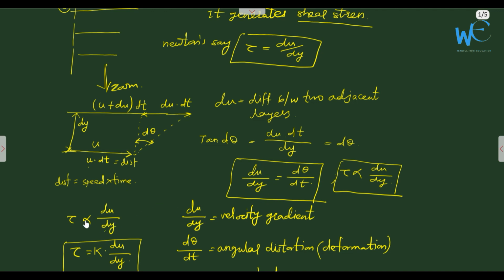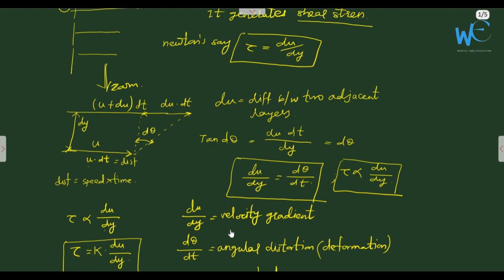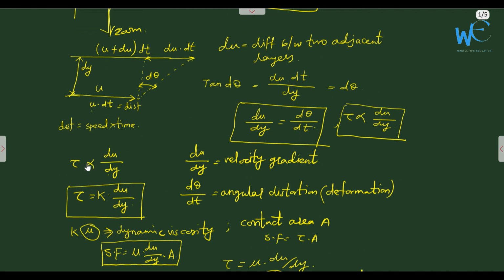And what the great Newton said is, shear stress is directly proportional to du by dy, which means to remove this proportionality sign, you have to put one constant over here. So shear stress is equal to k into du by dy. You can denote it as mu. So mu is nothing but dynamic viscosity. And if we have to convert from shear stress to shear force, obviously you have to multiply by A, the contact area.